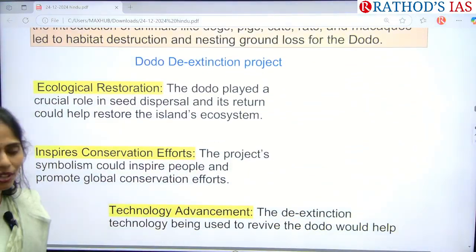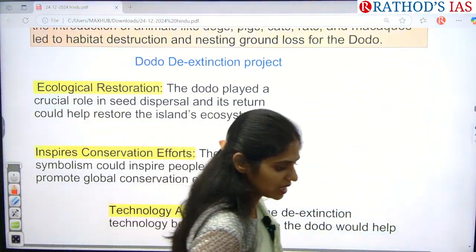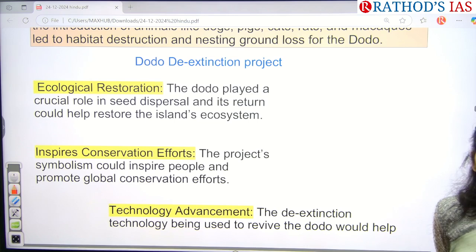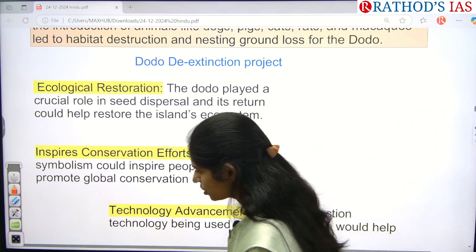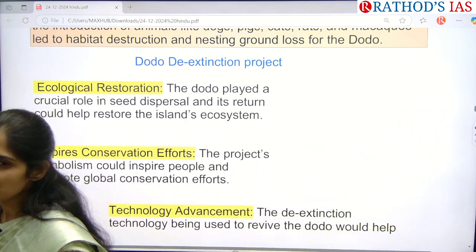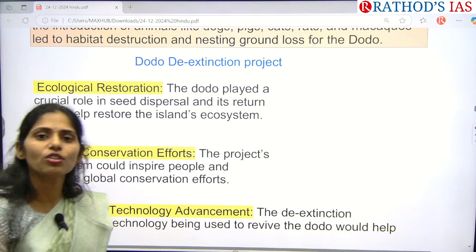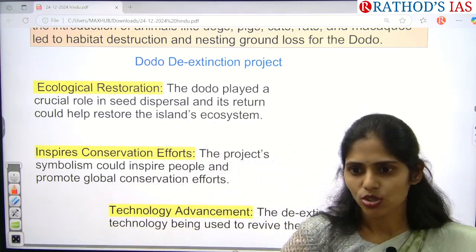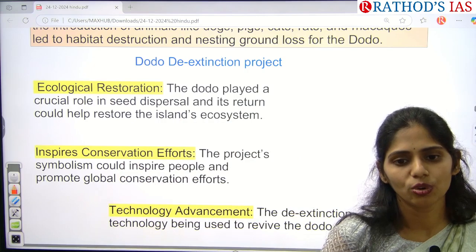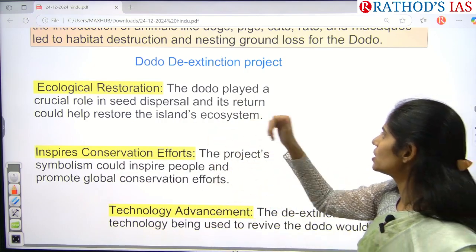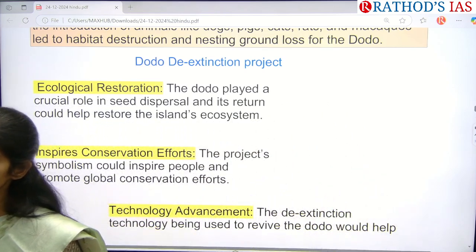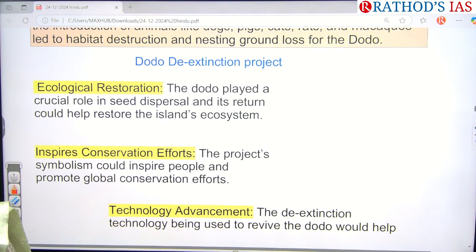One more important current affair that you have to see is that the government recently started gene therapy, or advancements in science and technology, to bring back this species. There are different species which are very much related to this dodo, and we are changing certain genes so that we can bring the dodo back. This project is called the Dodo de-extinction project. In your science and technology, you can add this example under gene therapy.